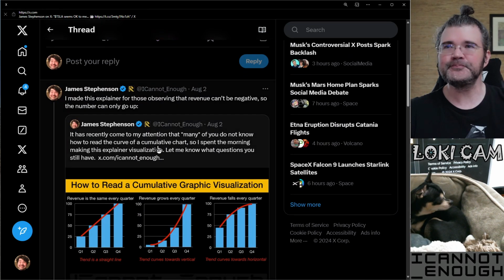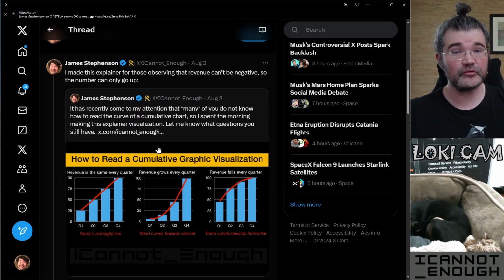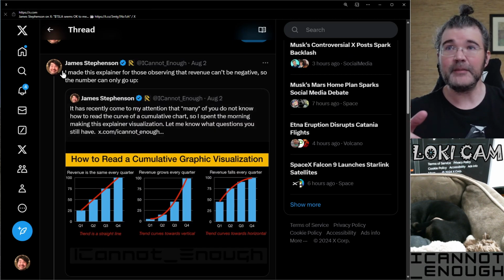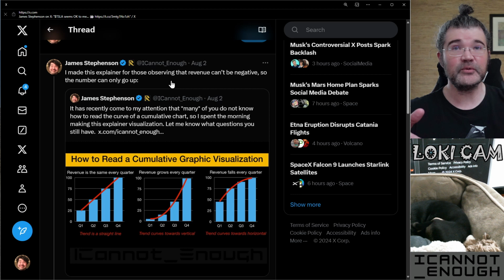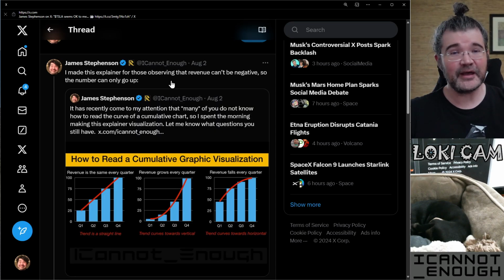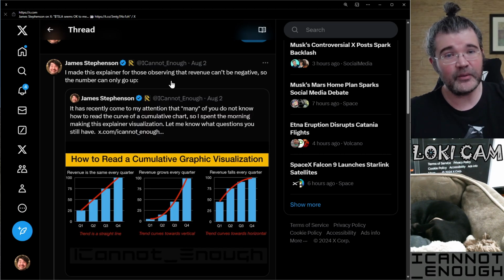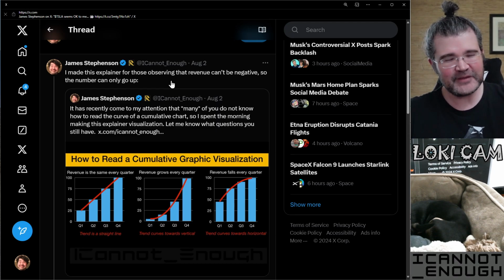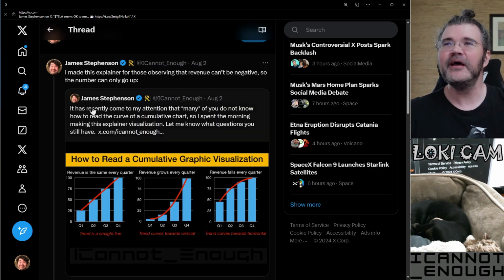Let's scroll down. Well, I guess I should show you this first. So I had to reactively message an important point here. I made this explainer for those observing that revenue can't be negative, so the number can only go up. All right, Sherlock. Okay, geniuses. Yes, cumulative revenue will go up by some amount or another, but do you care how much? You should. You should care how much it goes up by. And you can see it by looking. If you look at the chart, you can tell.